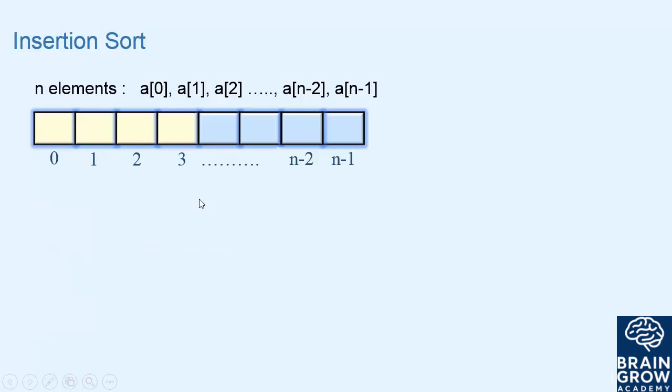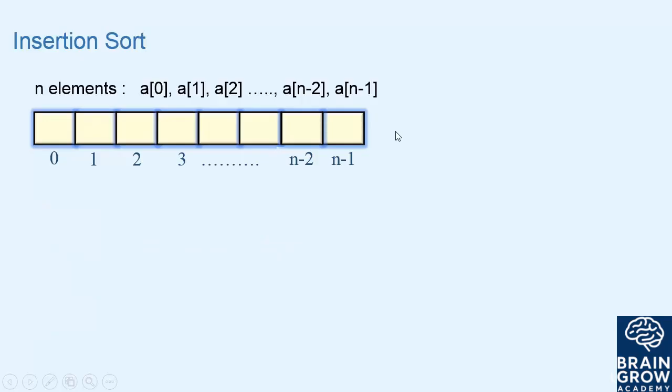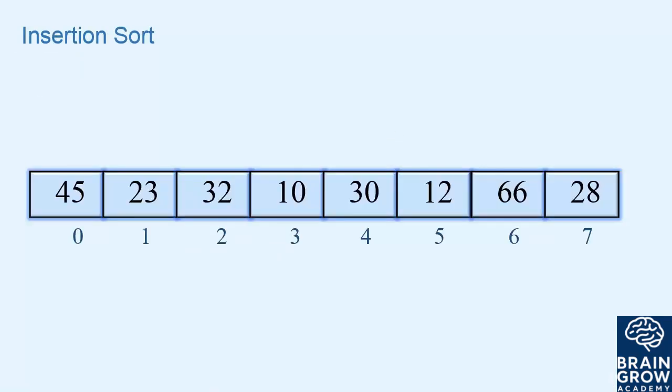This process continues till the last pass, which is the n-1th pass, and in this pass the element A[n-1] is inserted at its proper position in this sorted portion. So after n-1 passes, the whole array becomes sorted. We'll take an example and see how insertion sort works. Now this is an array of 8 elements and we'll sort it in ascending order using insertion sort.